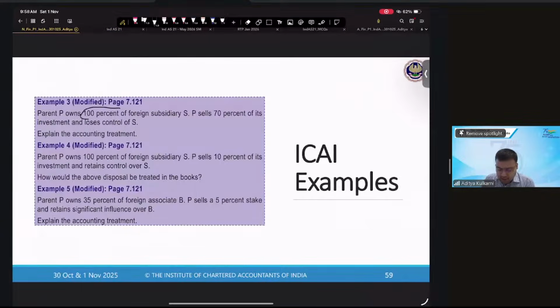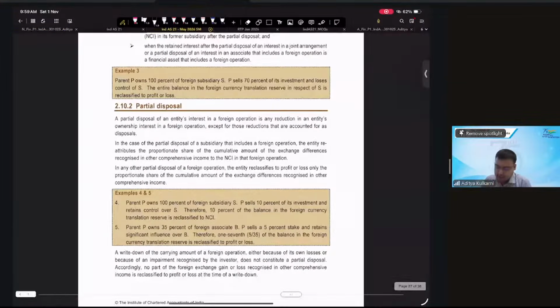Parent P owns 100% of the foreign subsidiary S. Parent sells 70% of its investment and loses control of the subsidiary. Explain the accounting treatment. What will you do? The entire balance in FCTR is reclassified to P&L because now you no longer have interest. This is not a partial disposal. This is basically full disposal. You have lost control over the entity. So you recognize everything in the P&L by reclassification.